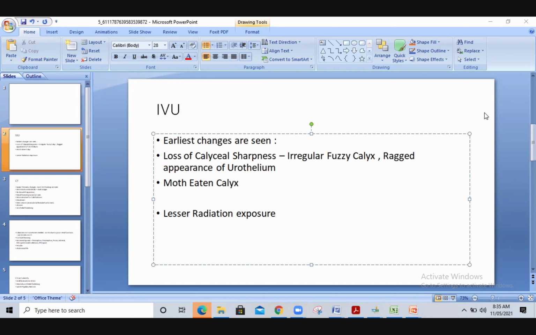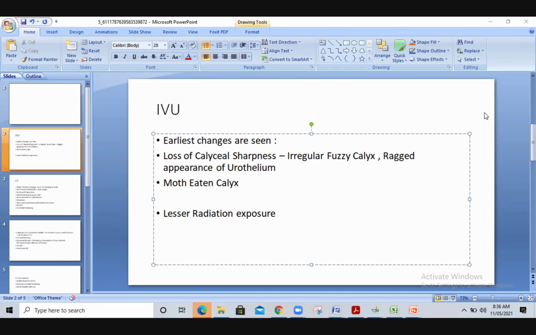Please make that statement again. So the main benefit of IVU at present is that the earliest changes in GU TB are better seen in IVU as compared to CT scans. Please, everybody remember that. Everybody should remember that line. It is very, very important.